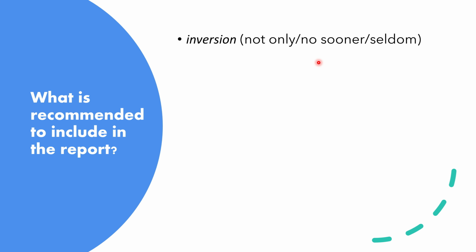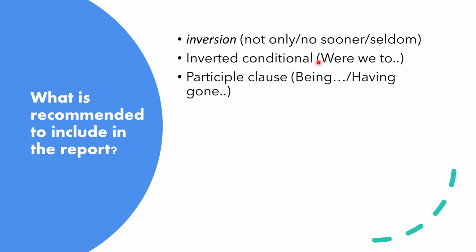So let's see. The first thing I should include is inversions, and we will talk about it in detail. But we are first hinting at the things we should include in our essay. So inversions, and we will talk about it in a moment. And inverted conditionals, this is something also related to the former one. And participle clauses, this one is also amazing and attractive. I like it a lot.